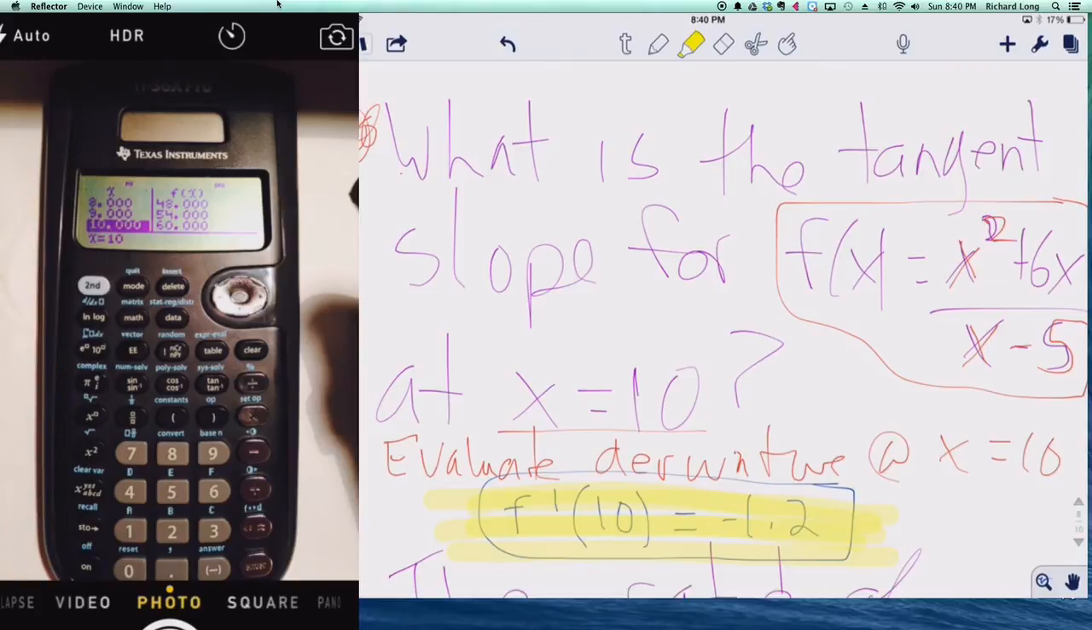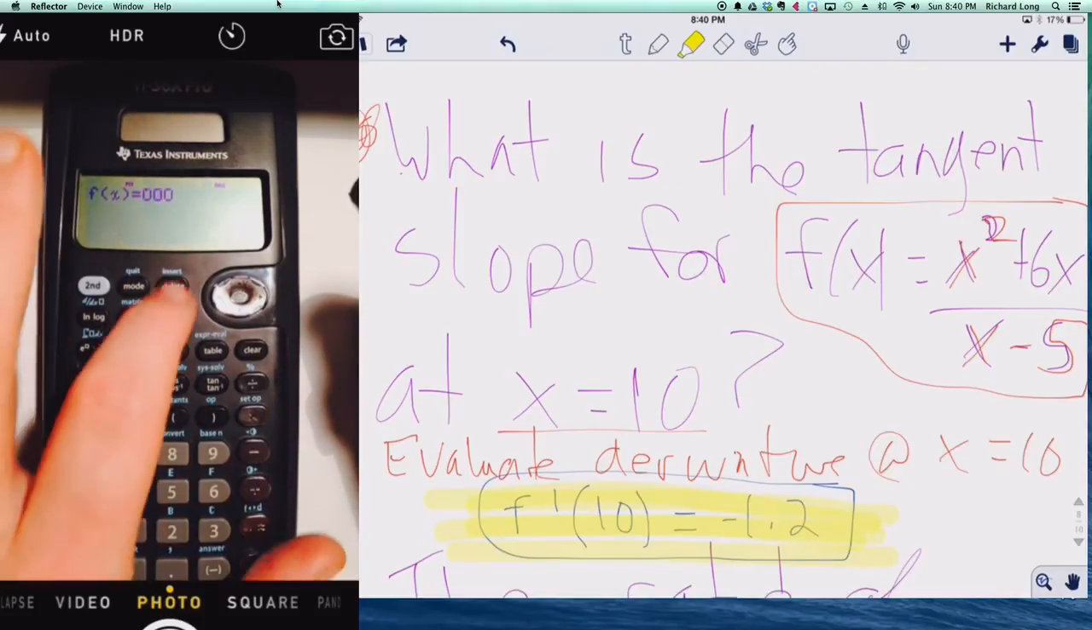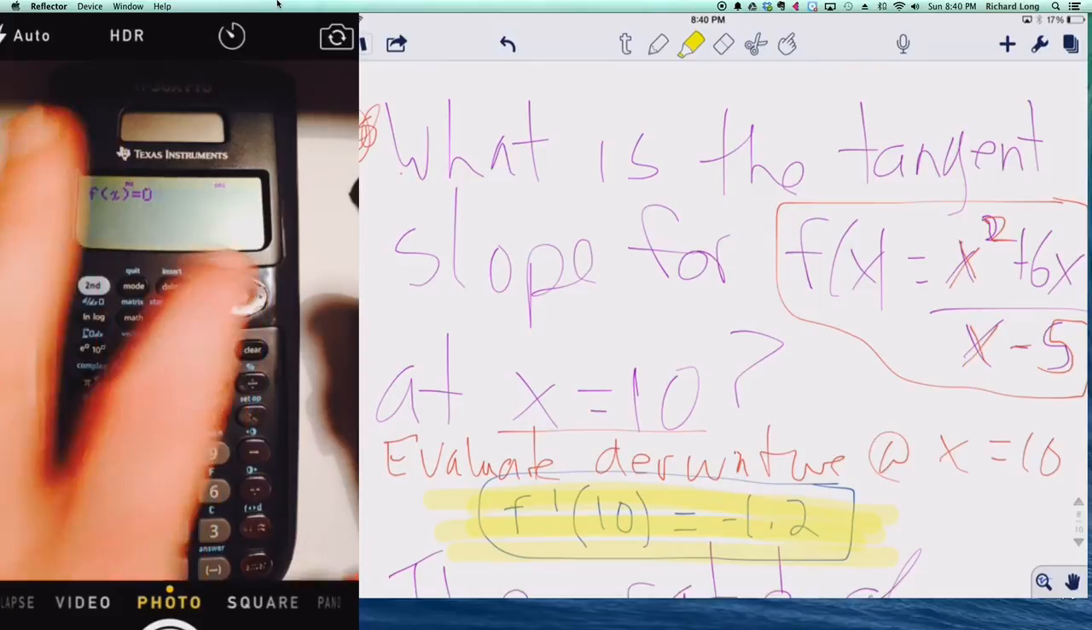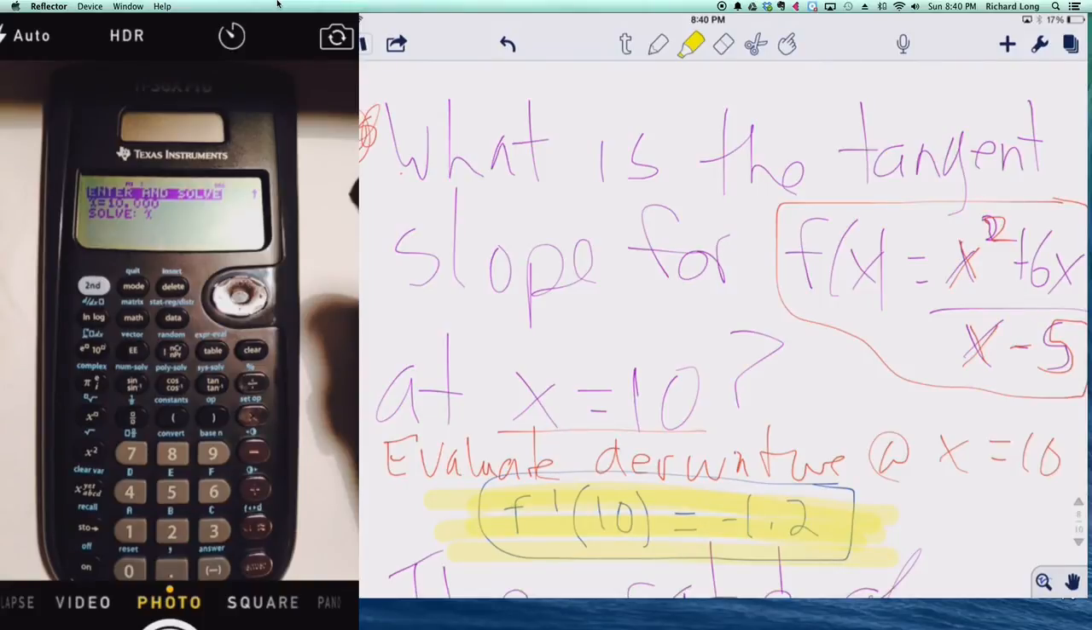Say I want to find the vertex. I can go into the solver. So second, function, solve, and I'm going to look for when f of x is 0. I'm going to solve for x, and if it works, it should give me x equals 0 as where the slope of that function is 0. It takes a little bit longer to solve these functions. There we go. Yeah, x equals 0.